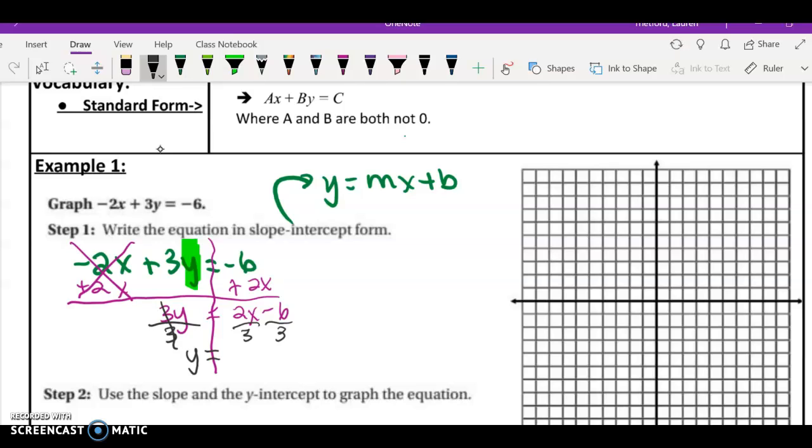So now I'm just going to leave this as a fraction. So I have 2 over 3x, because we actually like fractions for our slope. And then negative 6 divided by 3, that's just negative 2.